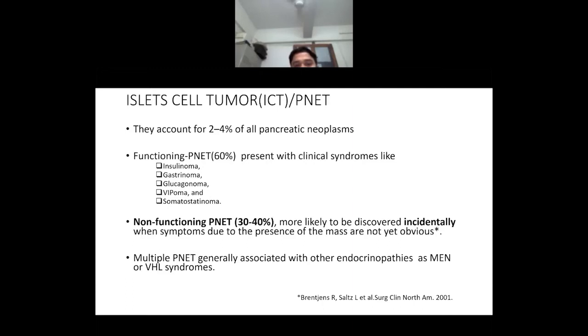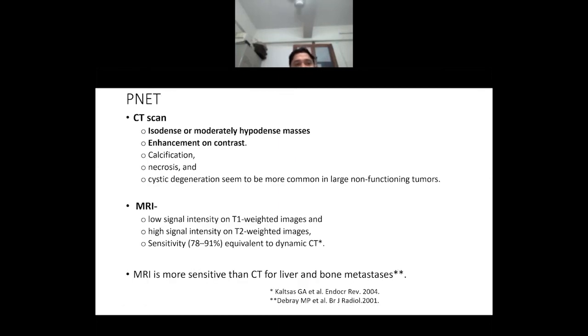These are the pancreatic neuroendocrine tumors more likely to be discovered incidentally, when symptoms due to the presence of a mass are not yet obvious. And multiple pancreatic neuroendocrine tumors are generally associated with other endocrinopathies such as multiple endocrine neoplasia or von Hippel-Lindau syndrome. On CT scan, pancreatic neuroendocrine tumor appears as an isodense or moderately hypodense mass with enhancement on contrast. And calcification, necrosis, and cystic degeneration seem to be more common in large non-functioning tumors.